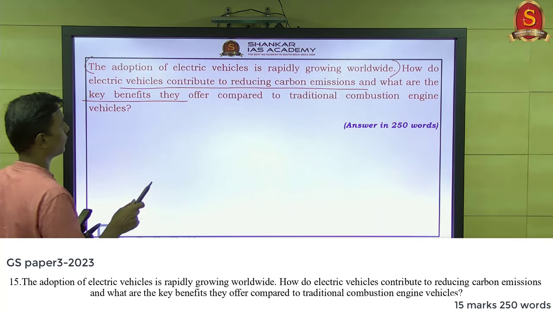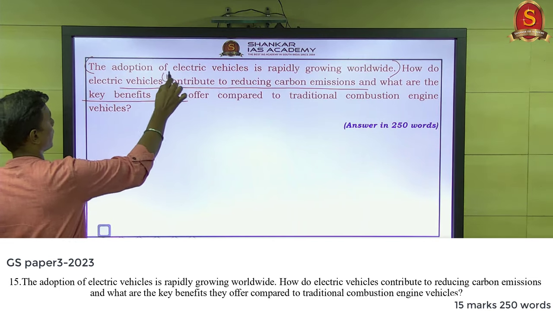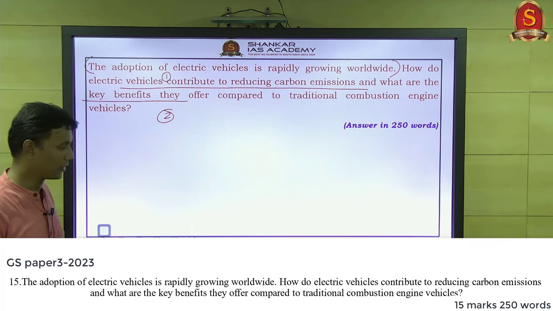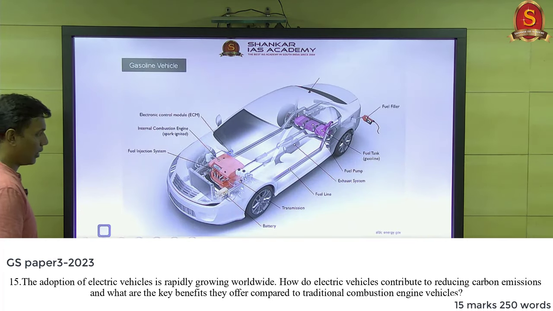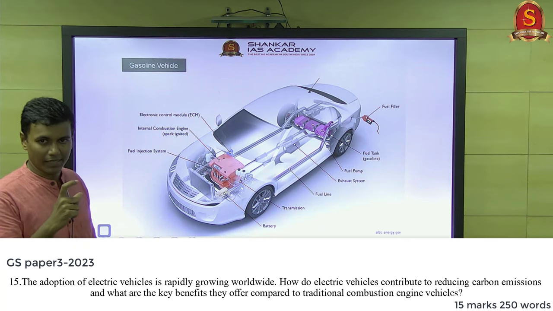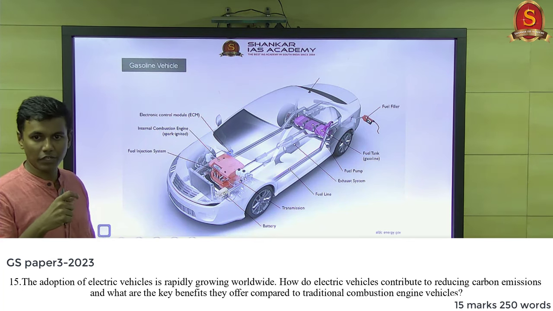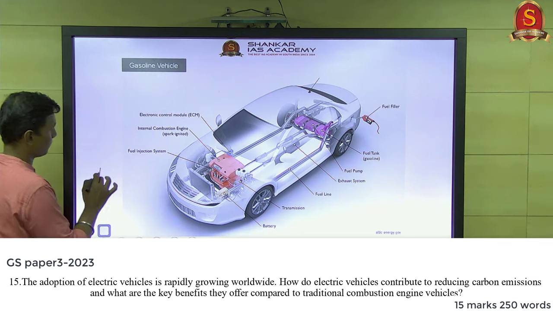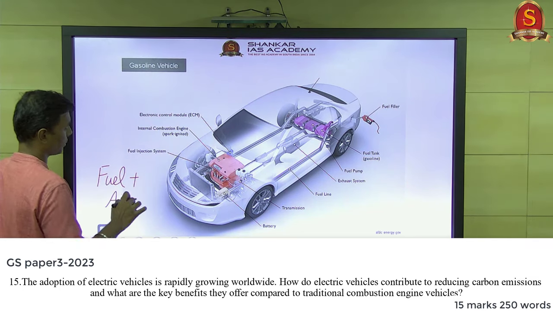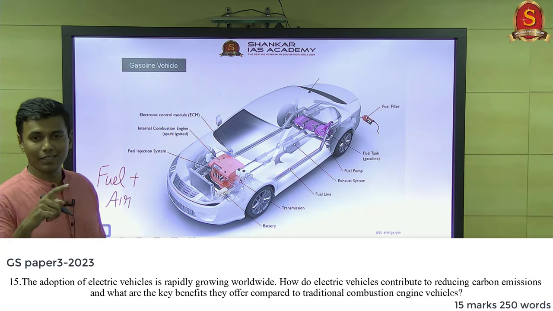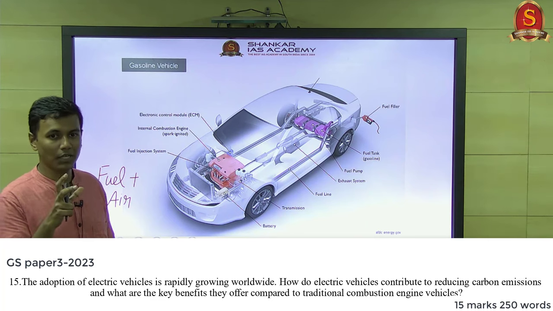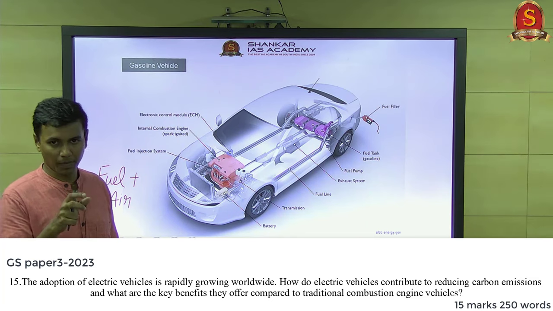There are two parts to be addressed, the first one and the second one. What are the key benefits and what are the differences? First, we will learn about the differences. When you take a normal petrol or diesel-based vehicle, the engines have pistons, and when the piston compresses the fuel and air mixture, be it petrol or diesel, the pressure increases and then the temperature increases, and because of that, the fuel ignites and burns. So the combustion of the fuel delivers power.